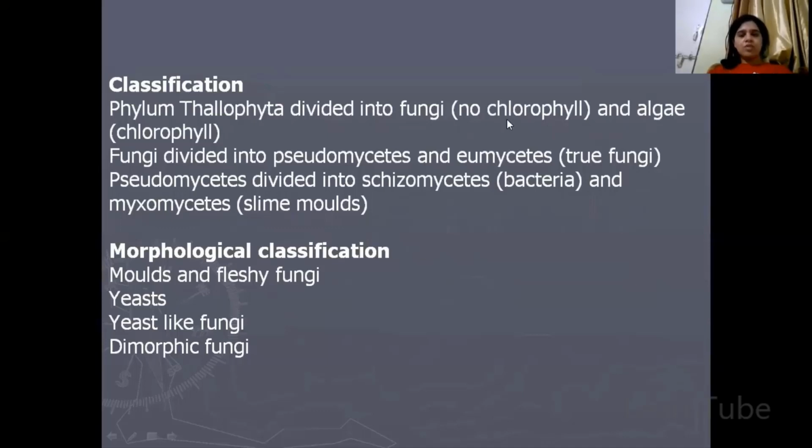Algae have chlorophyll, so they can synthesize their own food. Fungi don't have chlorophyll. Fungi is again divided into pseudomycetes and eumycetes, and pseudomycetes are divided into schizomycetes and myxomycetes. Schizomycetes are the bacteria and myxomycetes are slime molds.